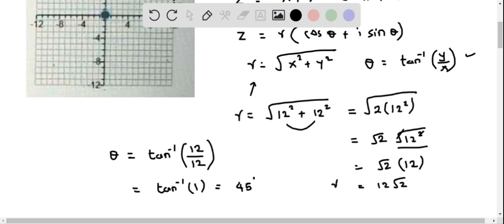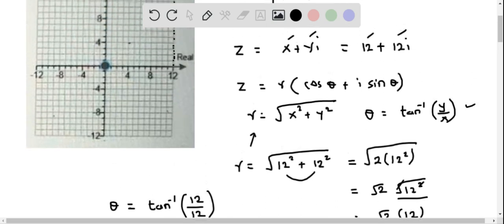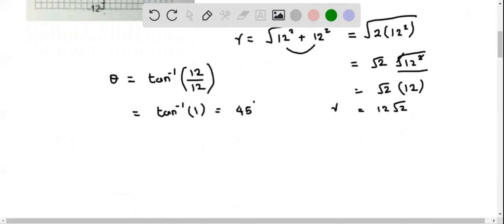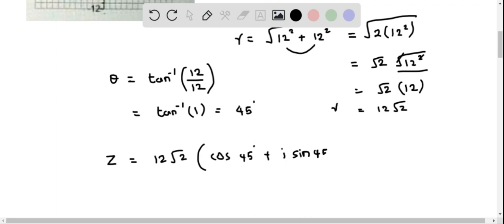So now we can write down this complex number in polar form. We utilize this formula to write down the complex number in polar form. Let's substitute the values of r and theta. So r equals 12 root 2. So it is 12 times root 2 times cosine 45 plus i sine 45.